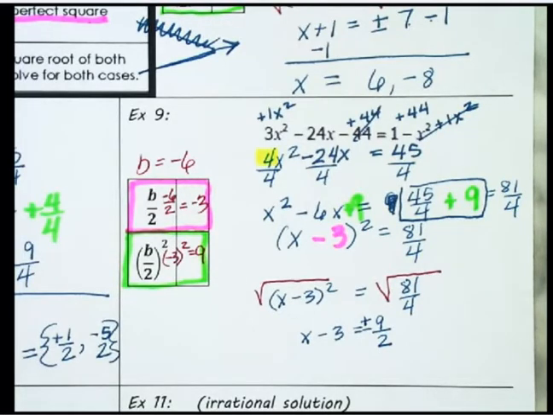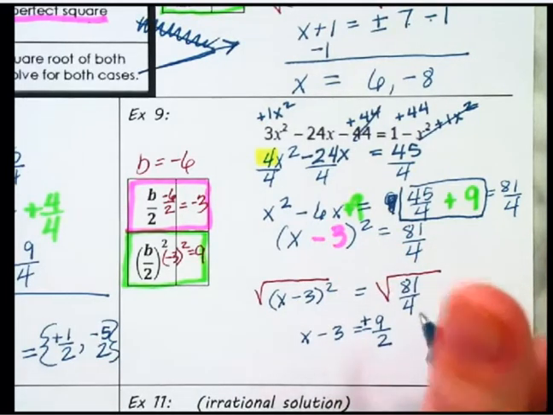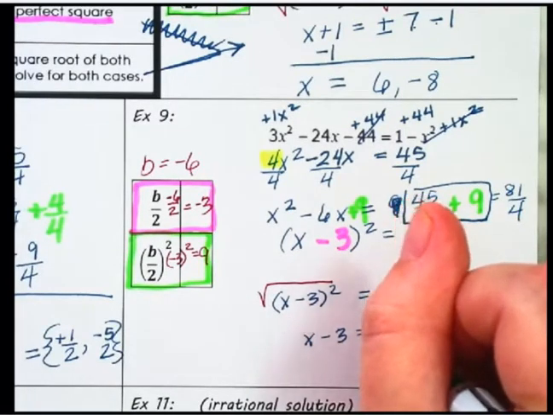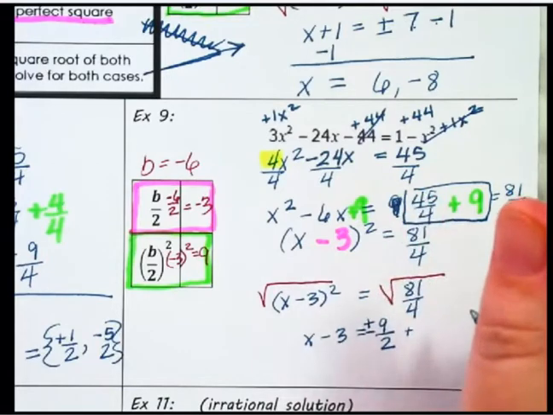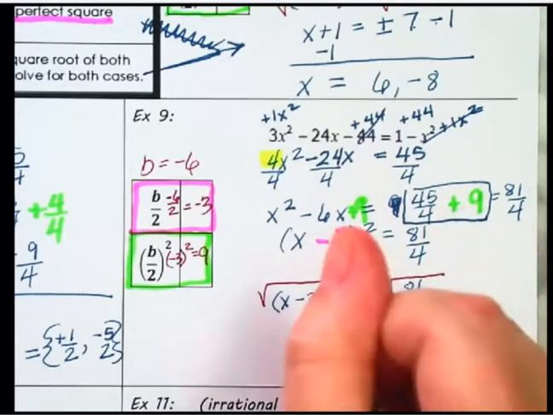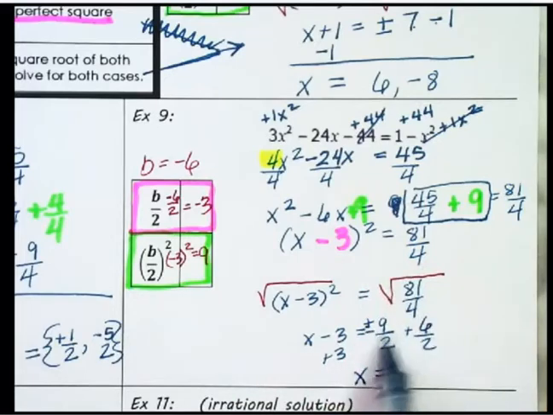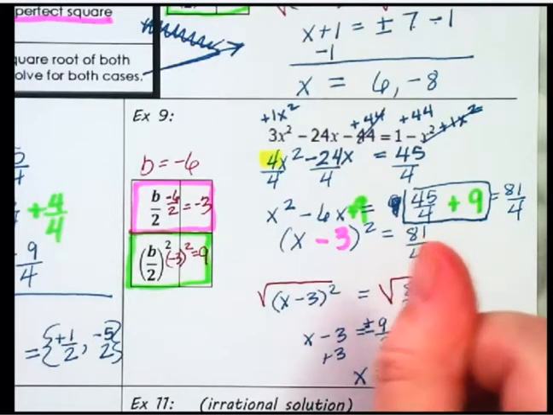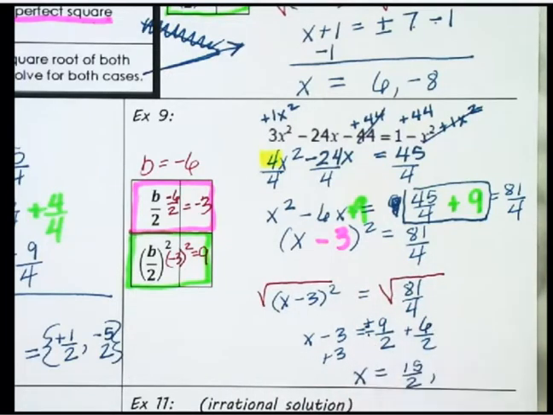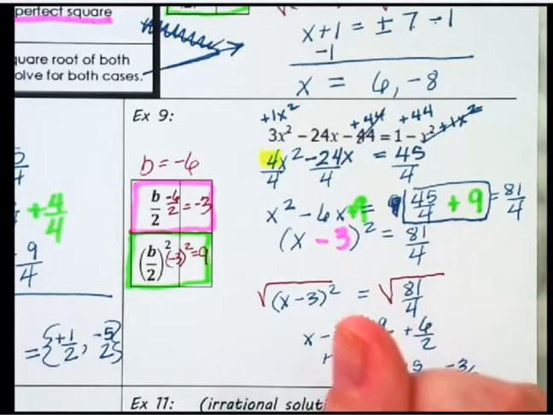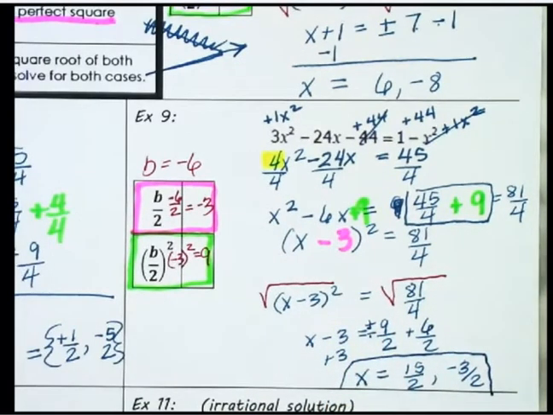Alrighty, and so now what I'm going to do is add 3 to both sides. Okay, so add 3 to both sides, which would be the same as adding 6 over 2. So x is going to equal negative 9 plus 6, which is negative 3 halves. And those are my 2 solutions.